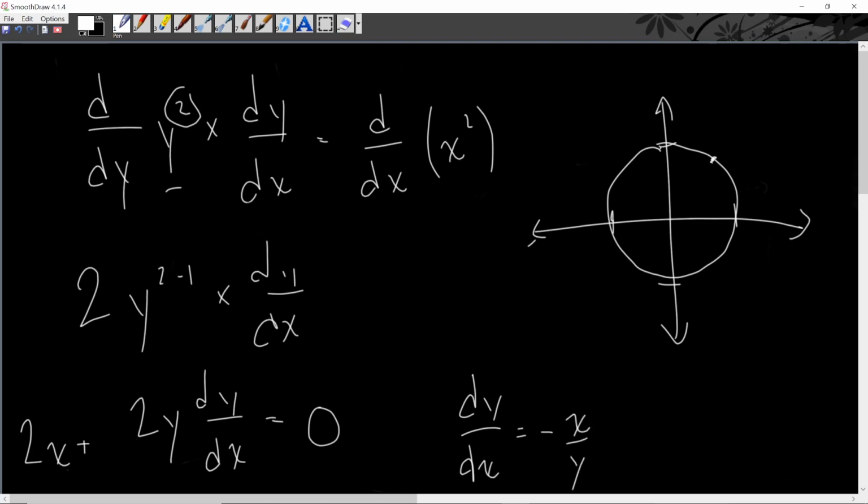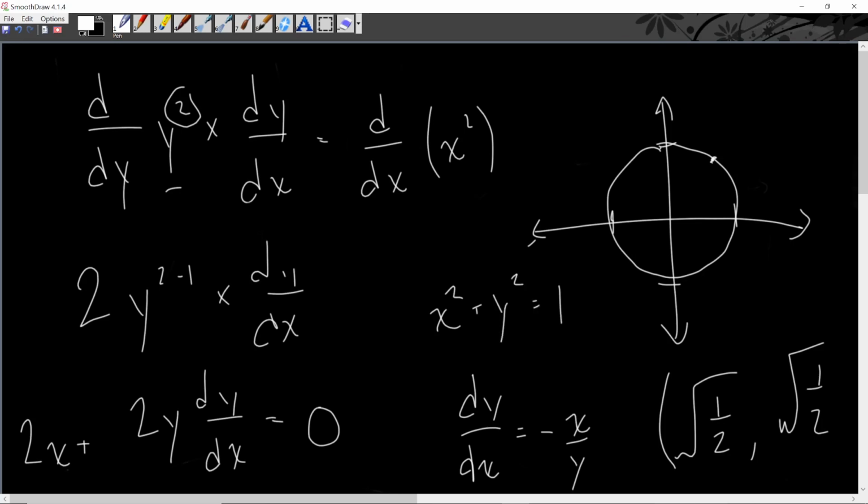And let's plug in our original point. We were talking about square root of 1 half, square root of 1 half, because if our function, or our relation, that's a more accurate way, it's not a function, x squared plus y squared equals 1. If we plug in square root of 1 half, square root of 1 half into that relation, we would have square root of 1 half squared, which is 1 half, and then square root of 1 half squared, which is also 1 half, then 1 half plus 1 half equals 1. And then from there, let's plug in this point, and we would get there.